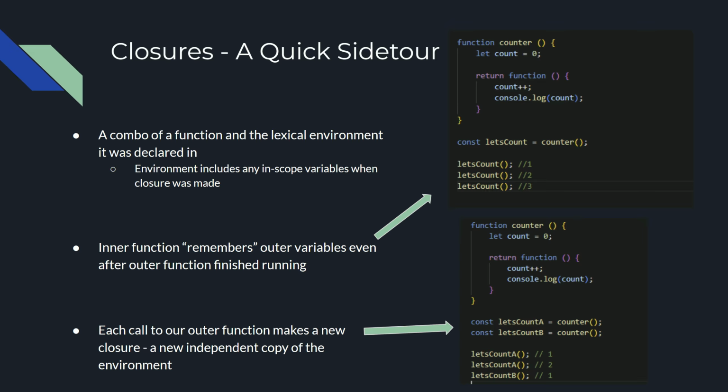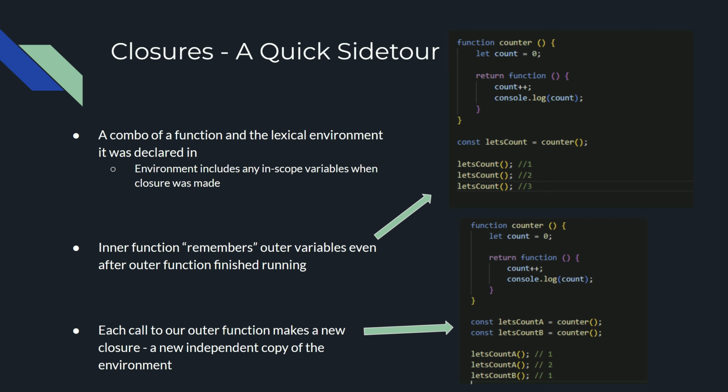So in the example on the top right, we have a counter function, and inside that we declare a variable called count, and we initially set it to 0. And inside the counter function, we return an anonymous function that takes the count, increments it by 1, and then logs it out into the console. Outside of all these functions, below that, we have a variable called letsCount, declared using const, and I initially invoke the counter function and return a reference to the inner function inside the counter. And below that, I call letsCount 3 times.